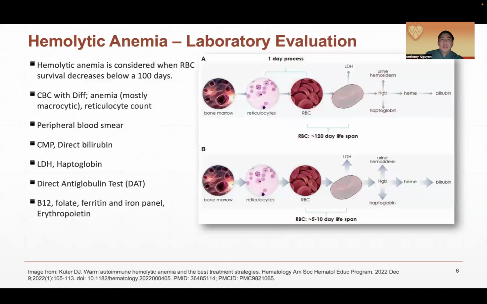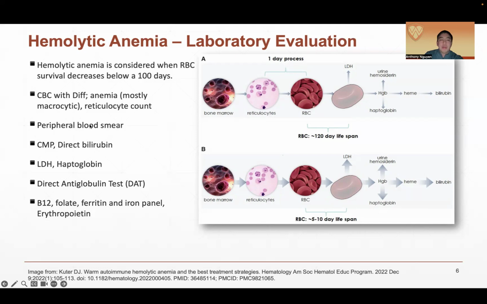In our laboratory evaluation, we are suspicious of hemolytic anemia when the red blood cell survival decreases below 100 days from its 120 days. We obtain a complete blood count with differential, meaning we look at all the components of the blood. We also see anemia, which is commonly macrocytic, where the size of the red blood cell, the MCV, commonly exceeds 100, and the reticulocyte count, which is a measure of young red blood cells, is commonly elevated.